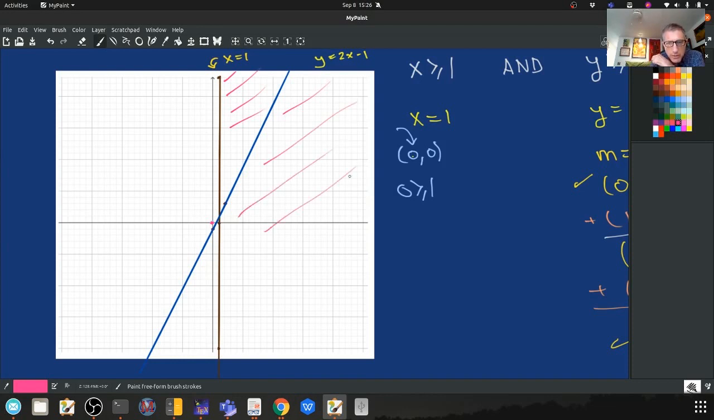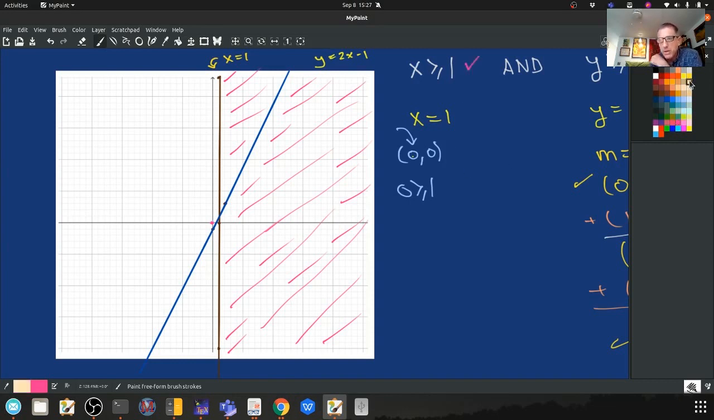So I'm just going to try to draw through with lines like that. And notice those lines don't cross that boundary. So that's the set of all values that satisfy x is greater than or equal to 1. But we have another one to satisfy, and that is y is greater than or equal to 2x minus 1. Again, we're going to use our same test point.